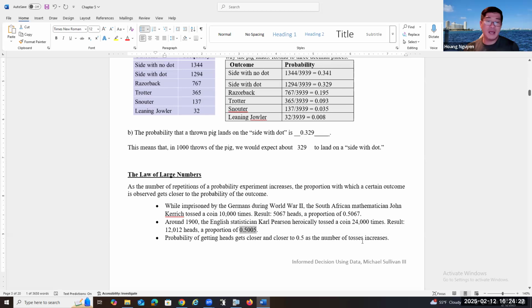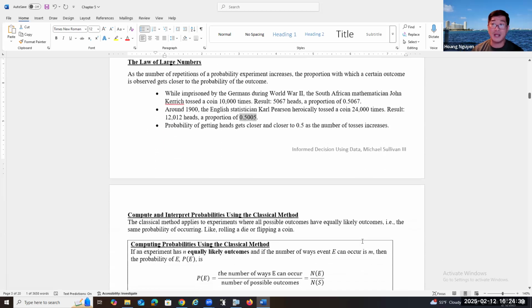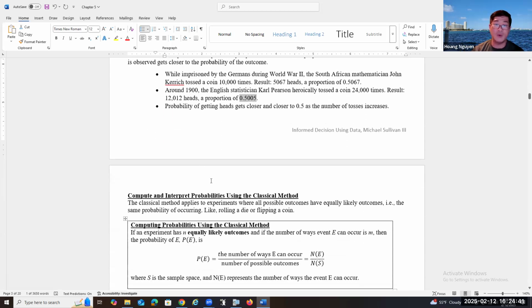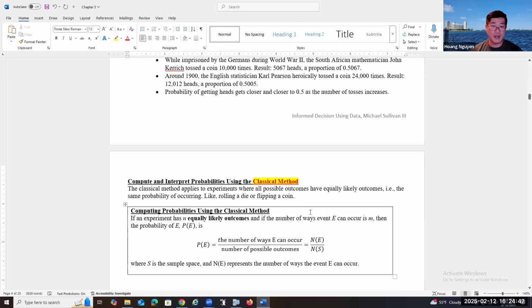So the probability of getting a head gets closer and closer to 0.5 as the number of tosses gets larger and larger. Based on this idea, the law of large numbers, we have the second option: we can calculate the probability, which is the classical method. So what's the classical method then?